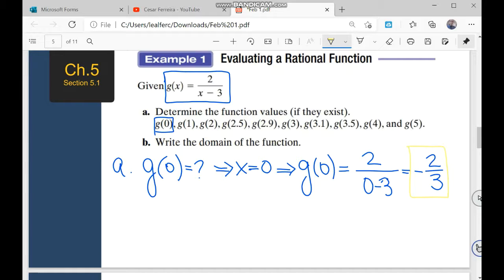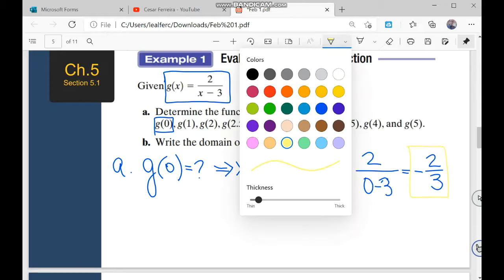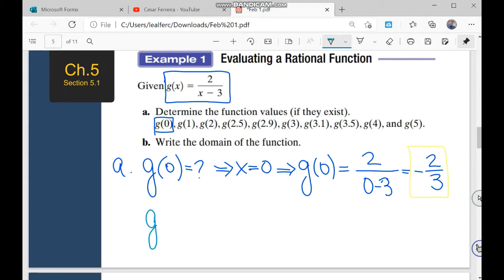Very simple, right? Let's try another example. g of 2. Okay, g of 2.